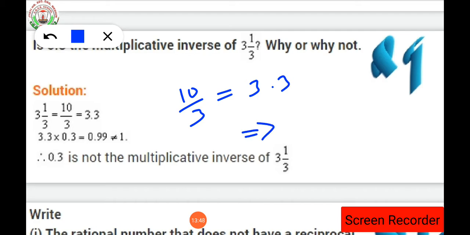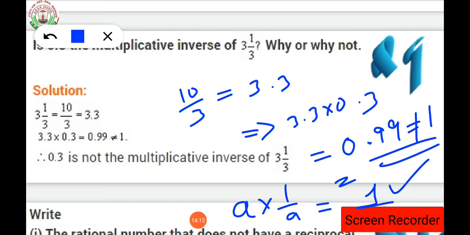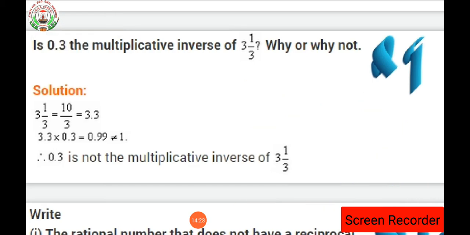Now it is asked in the question whether 3.3 is the multiplicative inverse of 0.3 or not. While doing the multiplication, the answer we are getting, that is 0.99. Whether this 0.99 is equals to 1? No, it is not equals to 1, because what is multiplicative inverse is a into 1 by a is equals to 1. This is the multiplicative inverse. Since the answer is not equals to 1, that's why we can say that 0.3 is not the multiplicative inverse of 3 1 by 3. Have you understood the question?